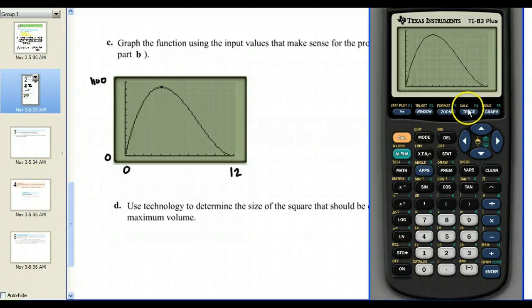This means go to our calc menu, second trace. So for us to find a maximum, that's what we're trying to do here, maximum volume, we'll pick option 4, left bound, right bound. So remember, go to the peak, get as close as you can, and go a little bit to the left for left bound. Go to the peak again, go a little bit to the right this time for right bound. Alright, and then come back close to the peak for your guess. Alright, so there's our answer.